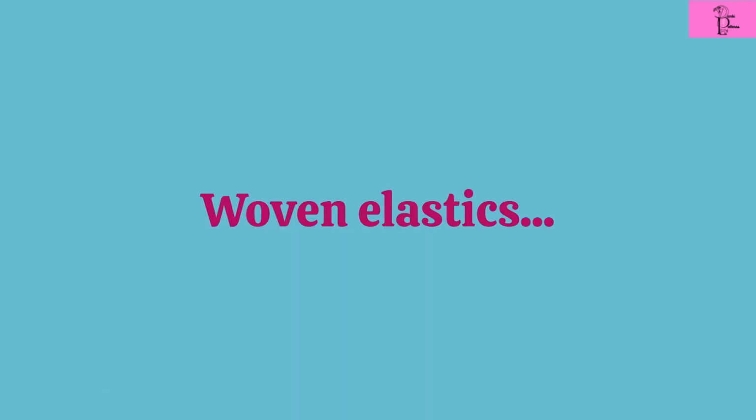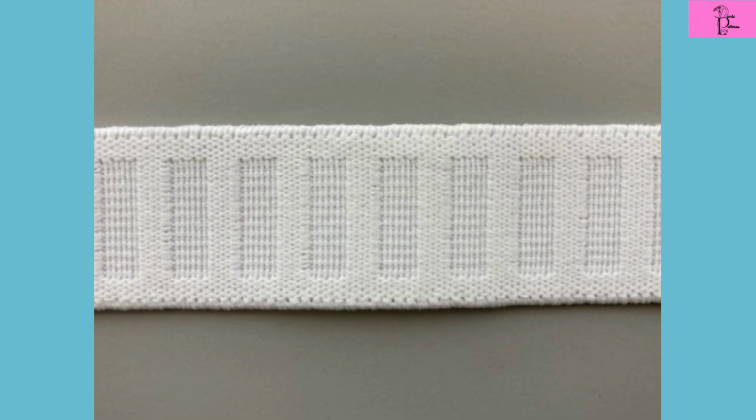Number 3, woven elastics. The woven elastic is a heavyweight, shrink-resistant, no-roll elastic. The woven elastic features a horizontal pull that stretches lengthwise. This elastic retains its shape and remains flat when stretched.